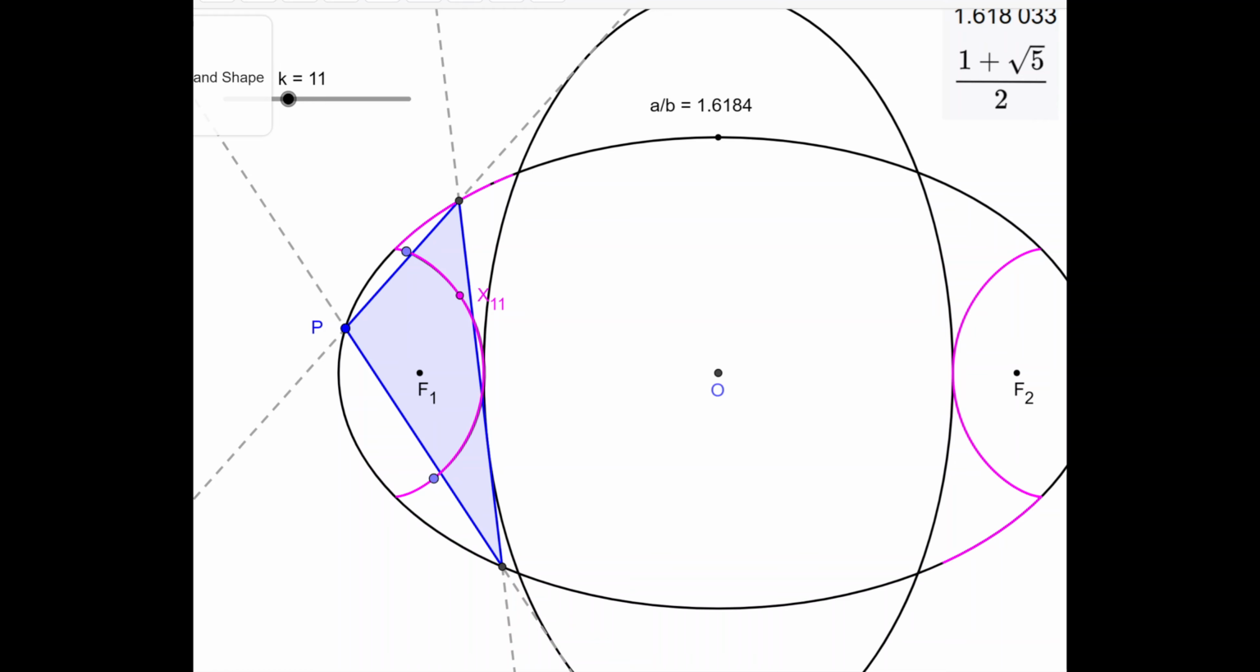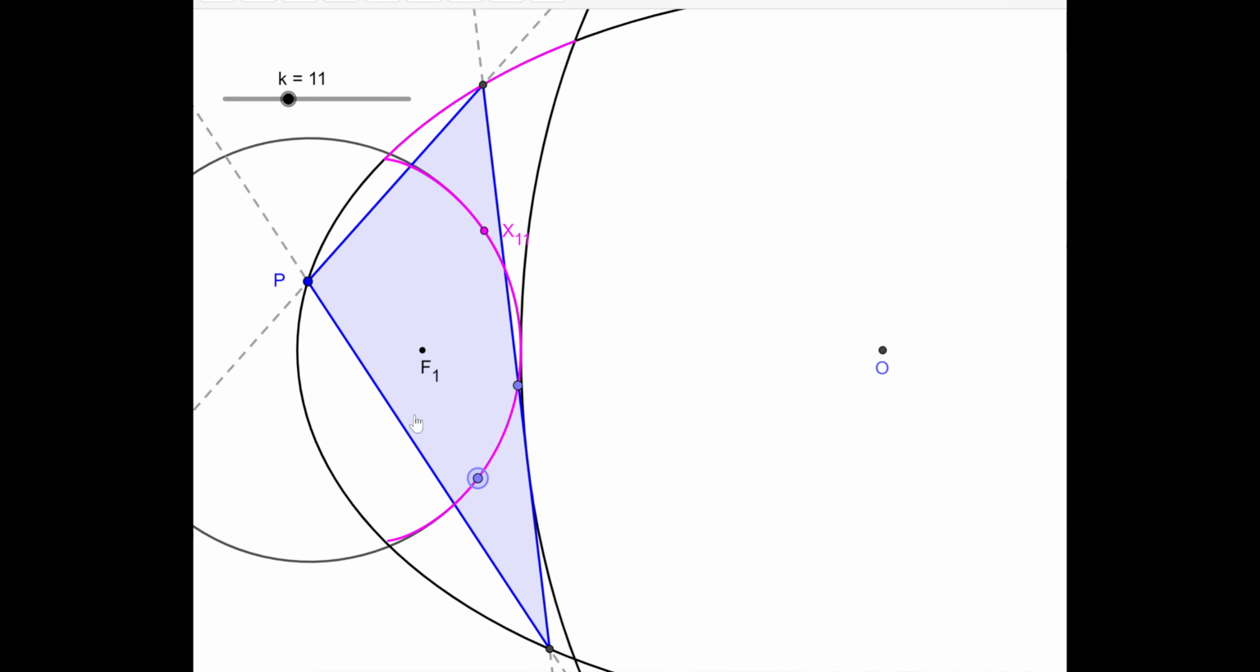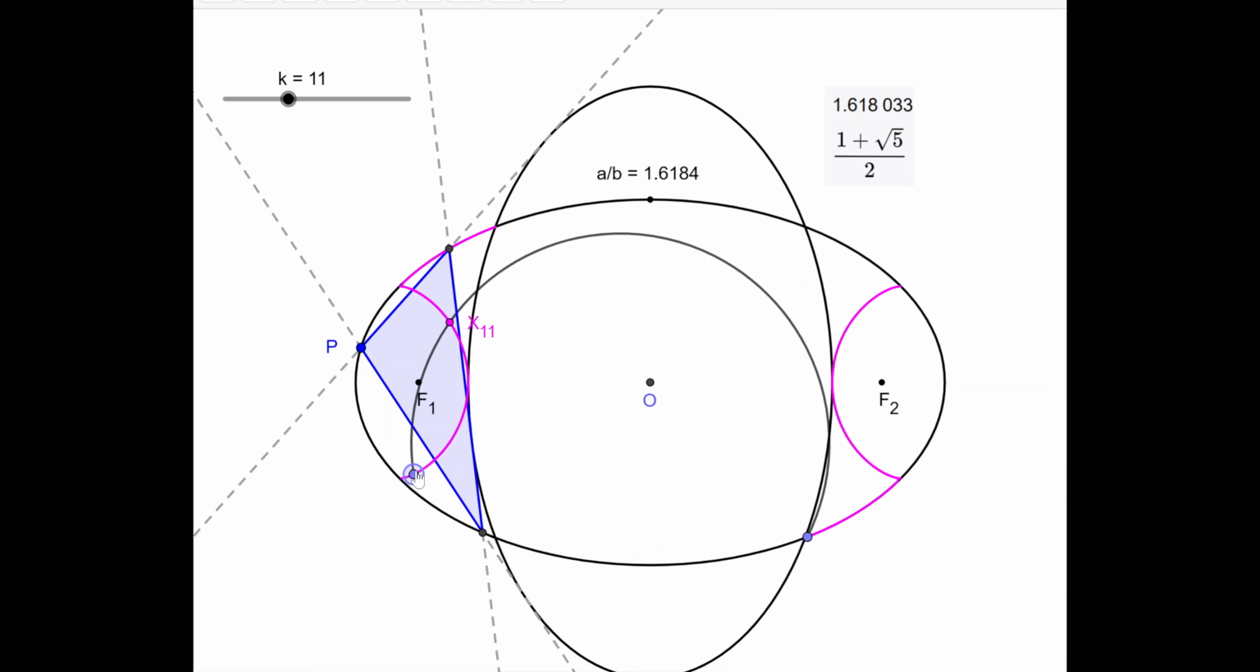Yeah, it looks like there is a chance, although I'm kind of detecting a little bit of a deviation from the arc. Let's see here. Yeah, you can see this is not a circle. This is not a circle. So X11 is circle-like, but it's not a circle.